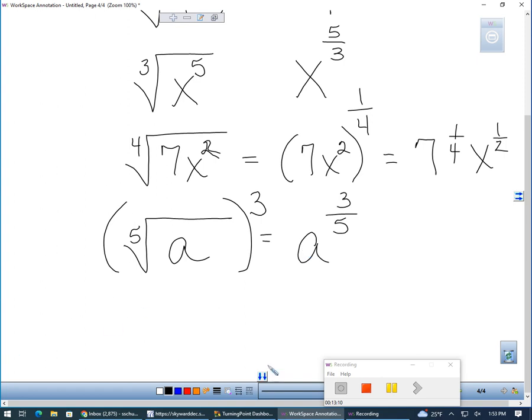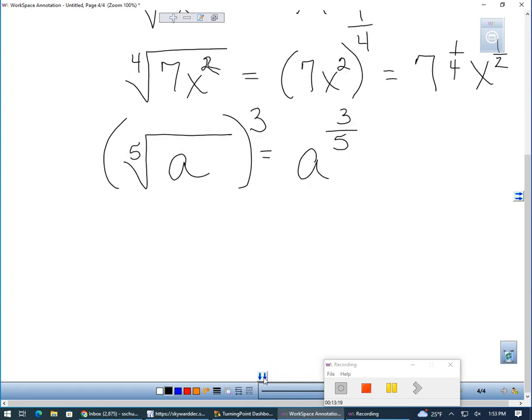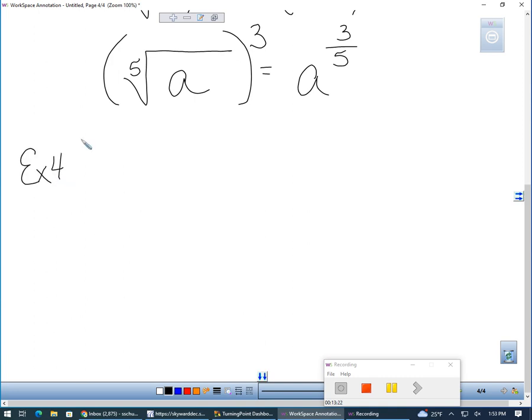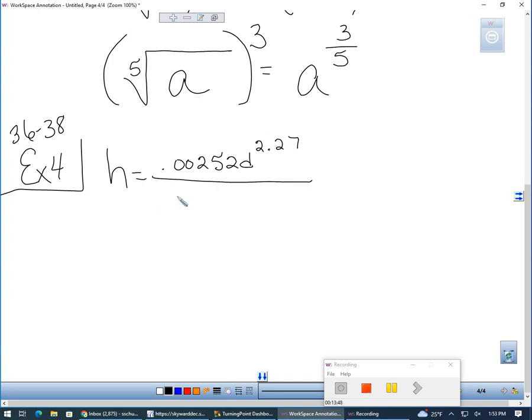All right, example number 4. This is going to cover your 36 and 38. Really is no big deal at all. They're going to give you this paragraph of stuff to read, and they give you h equals 0.00252 d to the 2.27 all over e. And then they're going to tell you what d and e equal. You just got to plug them in.